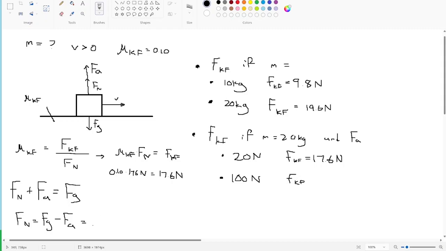So, gravity, 10 kilograms times 9.8 minus the force applied, in this case 100 newtons. So that's going to be 196, oh, not 10 kilograms, that's 20 kilograms. It's 20 times 9.8, which is 196 newtons, minus 100, which is just going to be equal to 96 newtons.